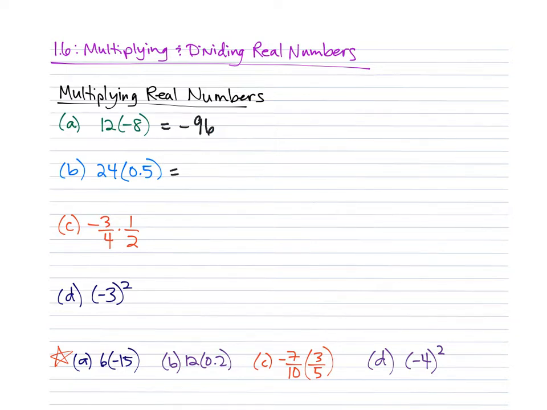Two positive numbers is going to give you a positive number. 24 times 0.5, which is a half, which is half of 24, is 12, positive 12.